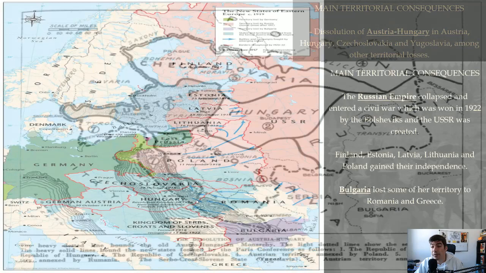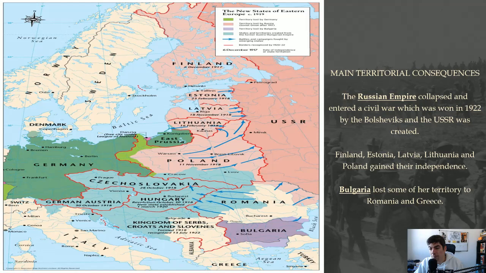The Russian Empire collapsed and entered a civil war, which was won in 1922 by the Bolsheviks, and the USSR was created. We have already seen these new states created in the western part, mainly Poland, with this corridor here, the Danzig corridor, which split the German Republic territory in two, and also Bulgaria lost these parts of territory, and the formation of Yugoslavia and Czechoslovakia in the former Austro-Hungarian territory.